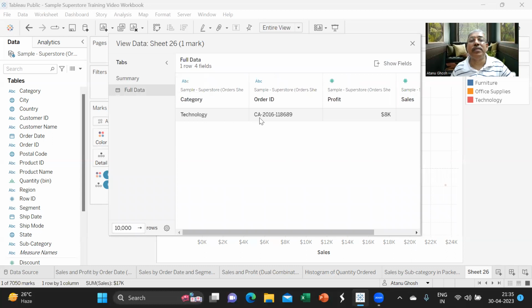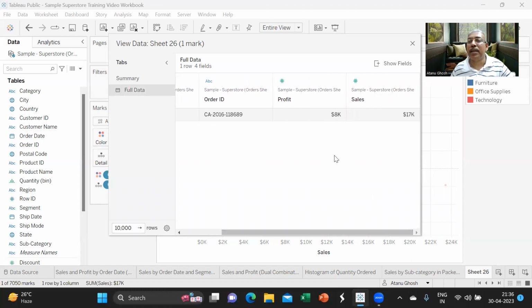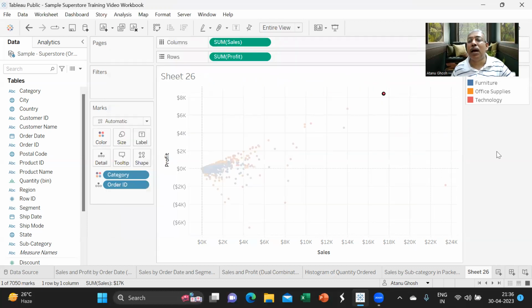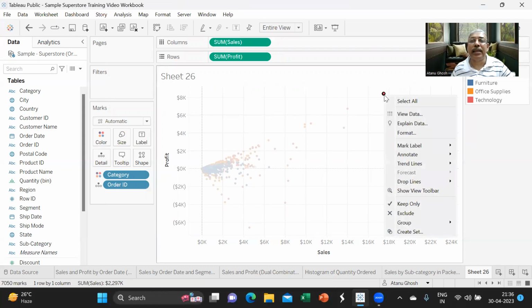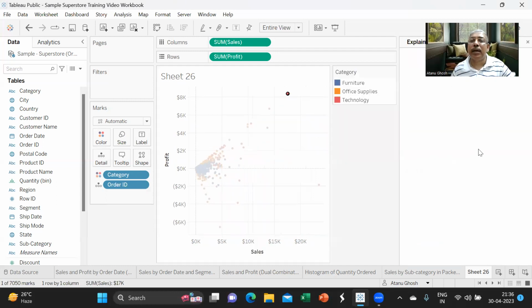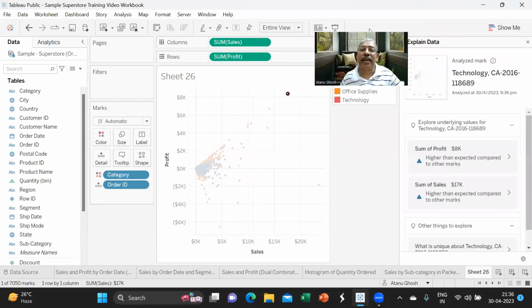If you go to the full data, we'll see how many line items there are in this order. This order seems to have only one line item, and that one line item itself has 70,000 as the value of sales and 8,000 as the value of profit. And the other interesting thing here is that Tableau has an inbuilt AI engine that will try to figure out what is the cause of this data being an outlier. What is so exceptional about this data?